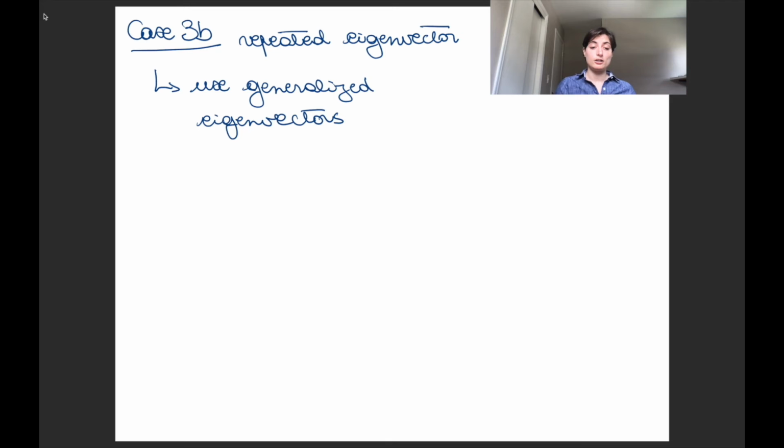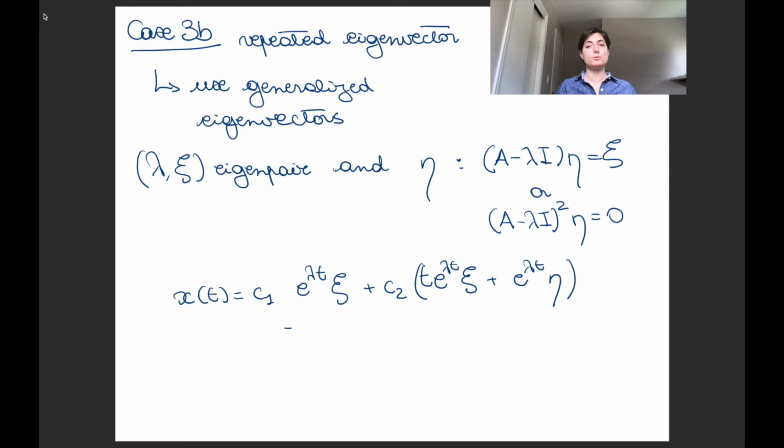Then there is the other case for equal eigenvalues: the case of the repeated eigenvector. So we have lambda 1 equal to lambda 2, but it is associated to only one eigenvector. In this case, we have seen that we can use generalized eigenvectors. So we introduce the eigenpair lambda, xi and the generalized eigenvector eta that satisfies either A minus lambda I eta equals xi, or A minus lambda I squared eta equals 0. If you're solving one, you're solving the other, so you shouldn't worry about that. Sometimes one of the two is easier to solve, but it's left to you to choose which one.